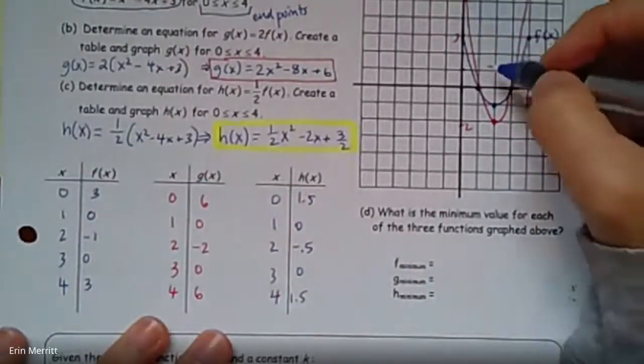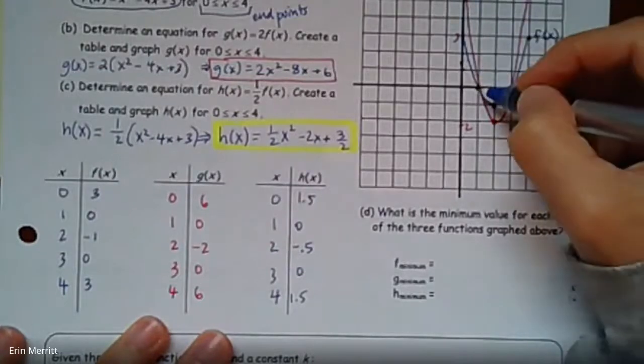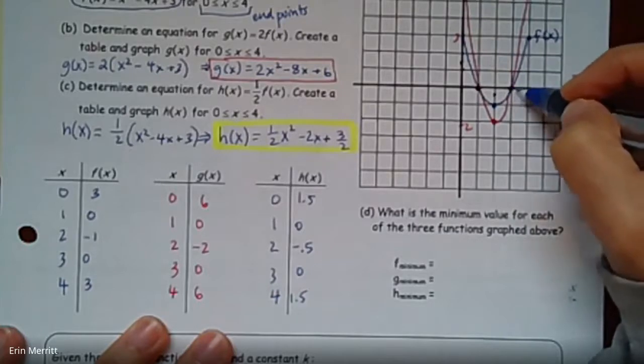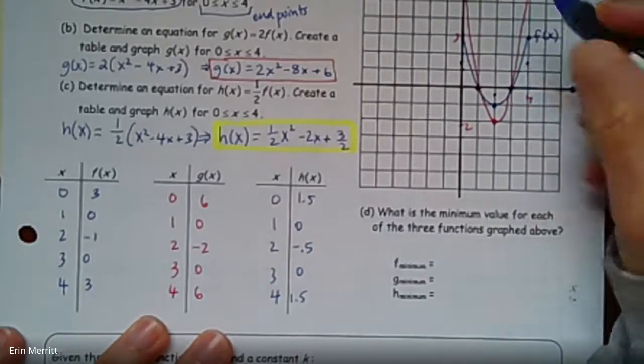So we've got at 0, we're going up to 1.5. At 1, we're at 0. At 2, we go down to -0.5. At 3, we're at 0. And at 4, we're back up to 1.5.